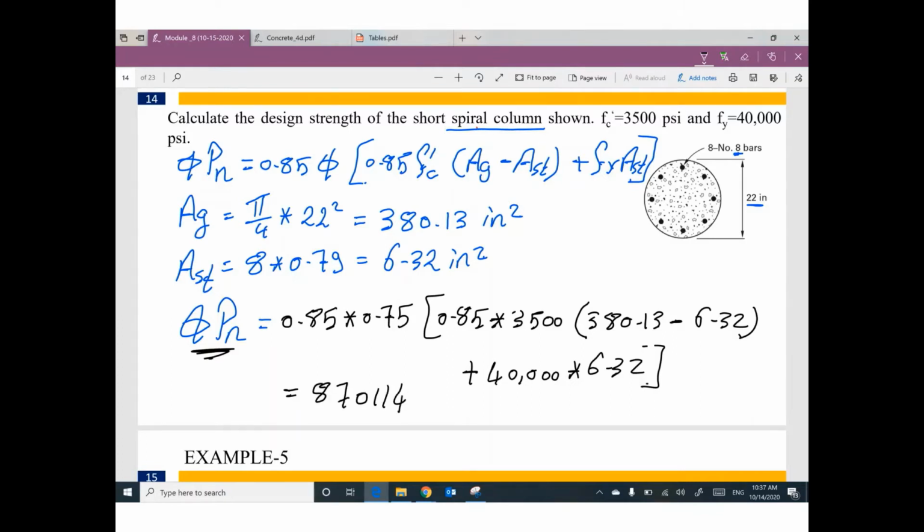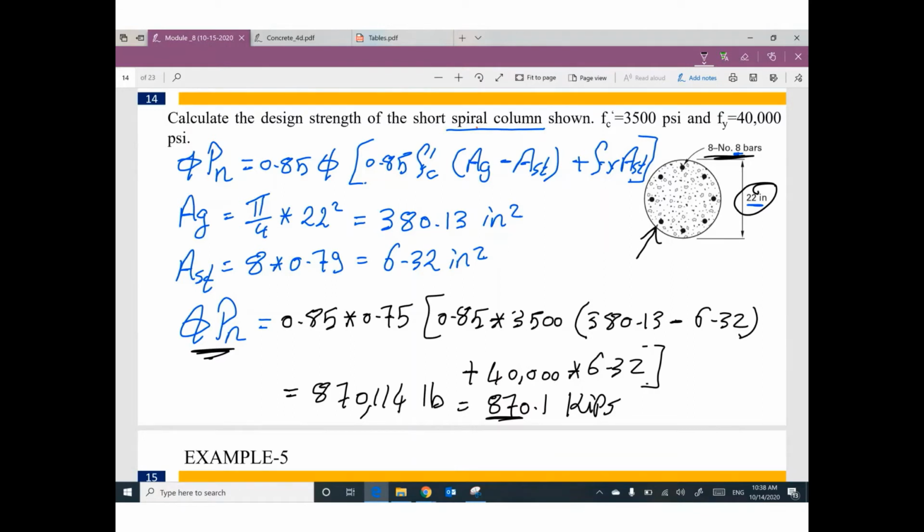How much? 870,114 pounds. I'm going to divide it by 1,000, so it will be 870.1 kips. So this column with this dimension and this reinforcement can support a reaction up to 870 kip. More than this force, collapse will happen to this column.